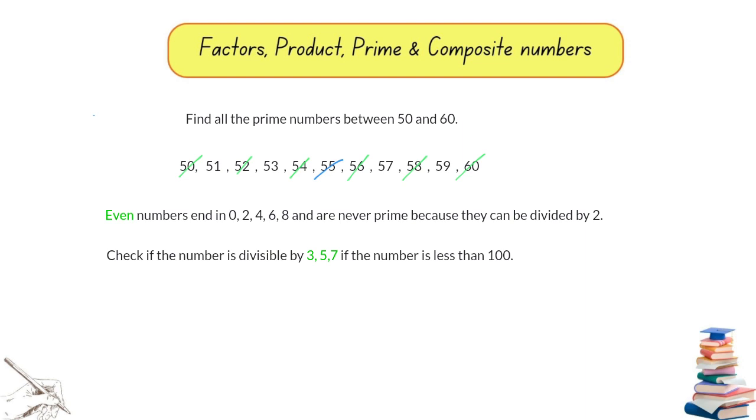To check if a number is divisible by 3, you have to add the digits and check if that is divisible by 3. So 5 plus 1 is 6, it's divisible by 3, so it's not a prime number. Same with 5 plus 7, it's 12, divisible by 3, not a prime number. We are left with 53 and 59, both of which cannot be divided by 3 and cannot be divided by 7. They are both prime numbers.